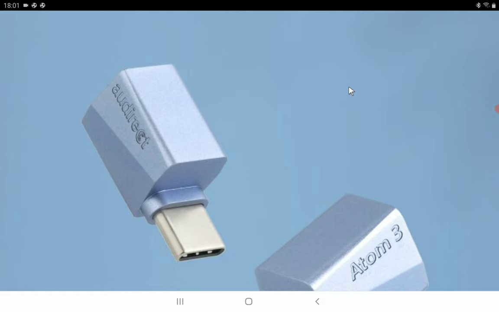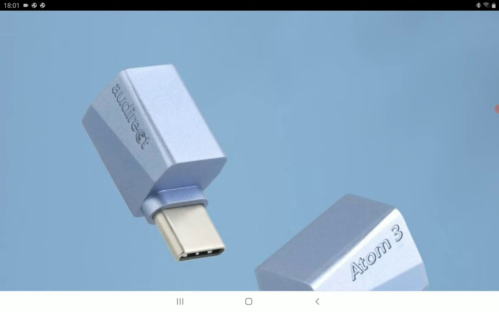This company, they've already been releasing affordable DAC headphone amplifiers for in-ear monitors as well as your headphones. They've been quite consistent over the years, and this is another model that should be interesting for a lot of people to look at and consider. So what are we looking at here?